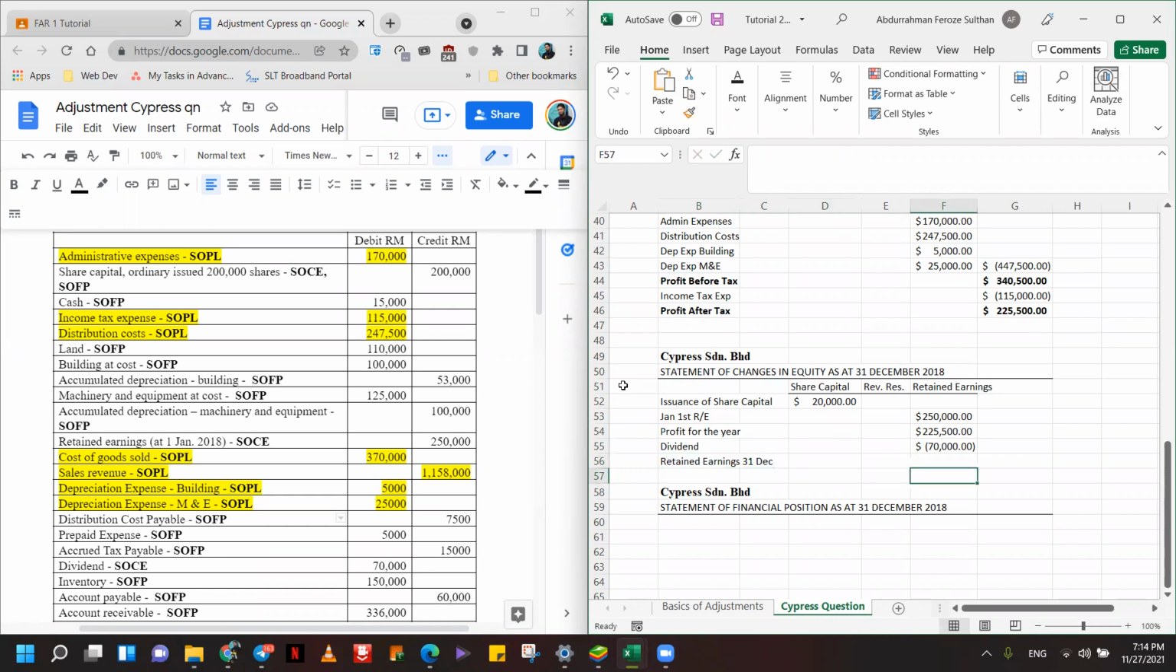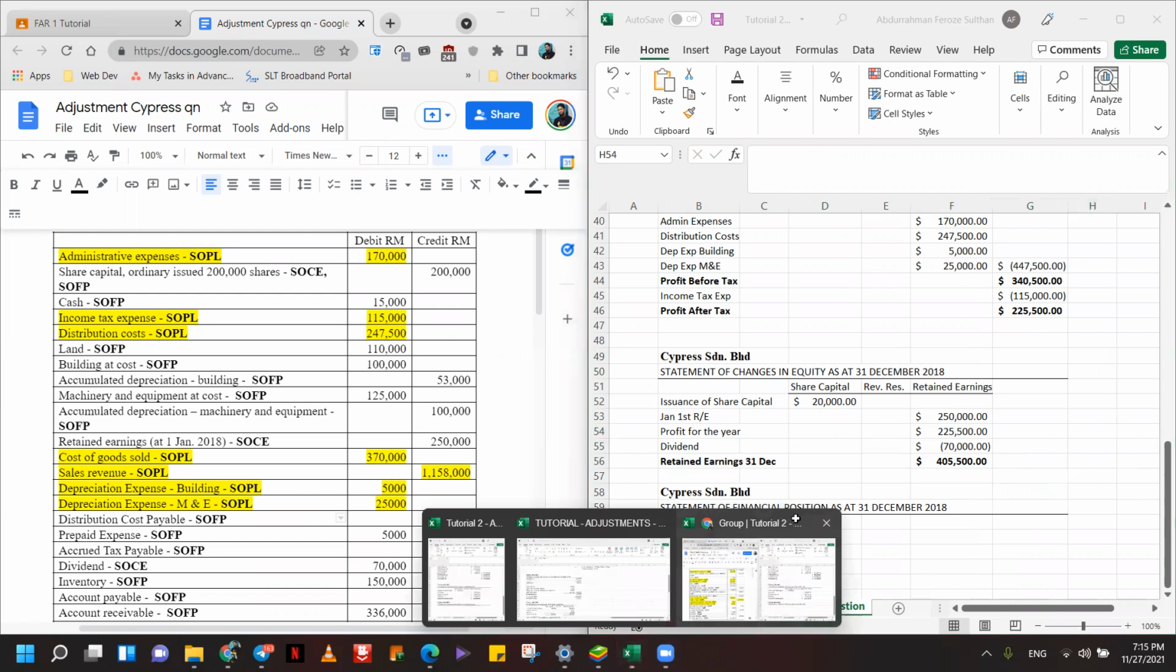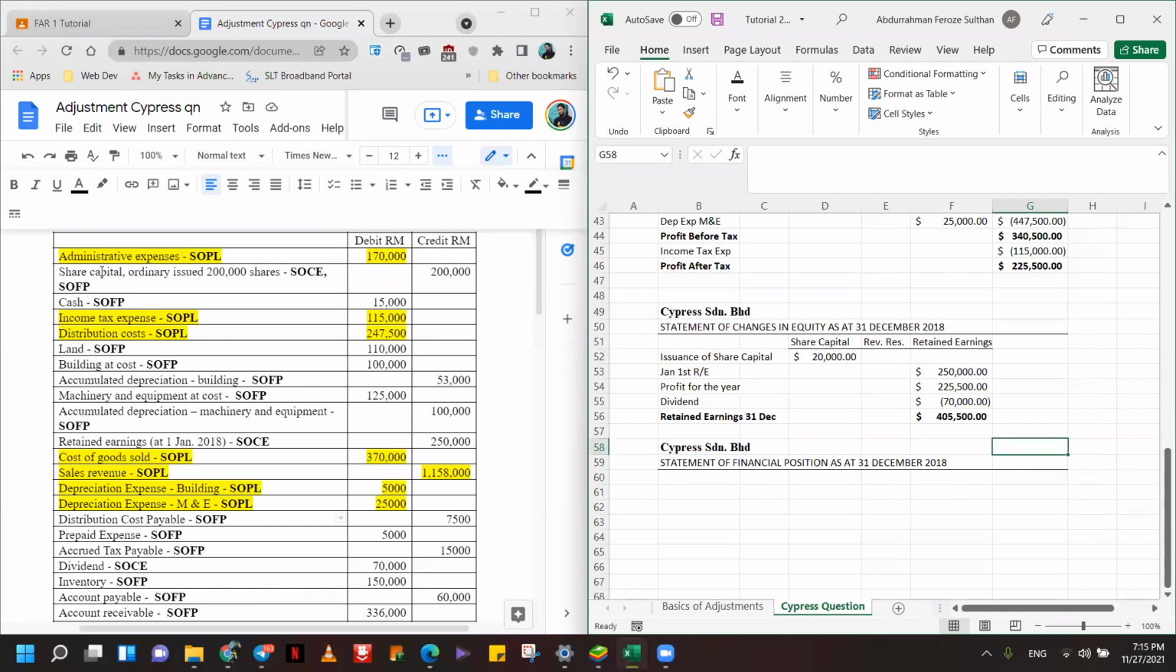December 31st equals sum this amount. All right. Is that clear? It's clear, right? 405,500. So now we have done the segment of changes in equity.